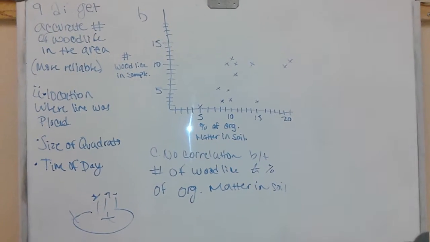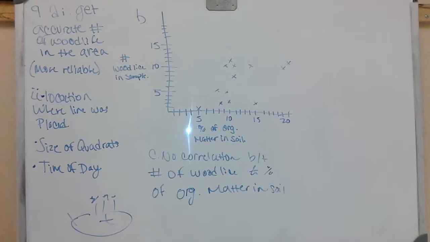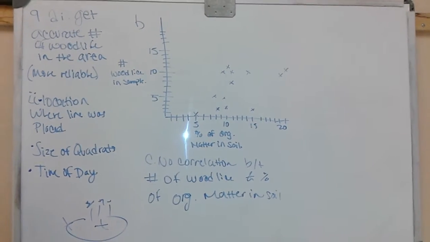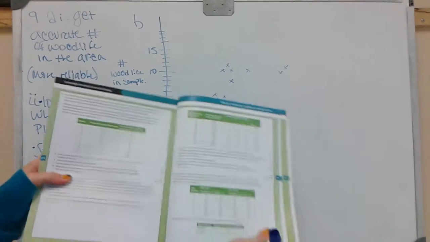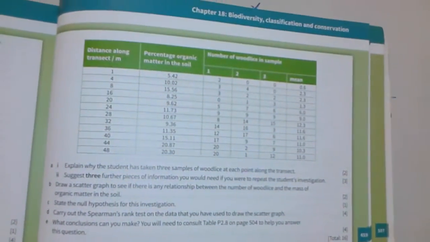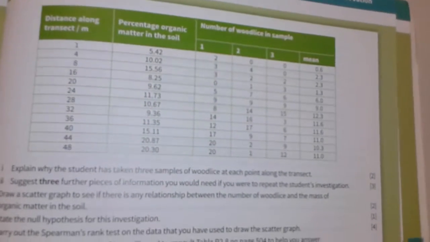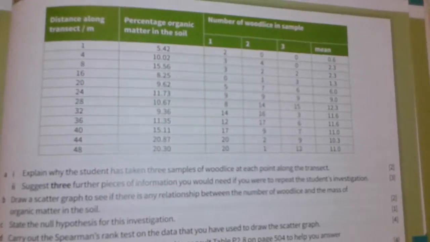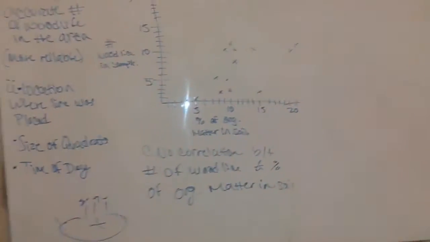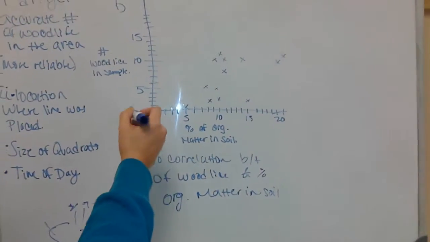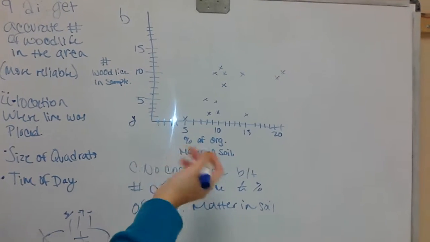Now we're moving on to part B. And in part B, we're basically constructing a scatter plot using our points. And this would be our first table. What we would do is put the percentage of organic material in soil on the x-axis, and then the mean of the number of wood lice on the y-axis, because y should depend on x.